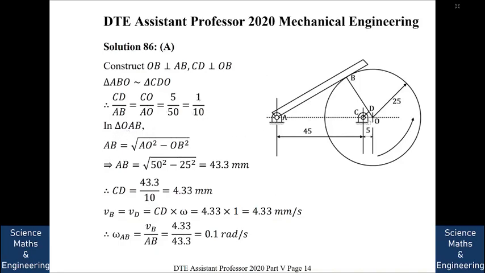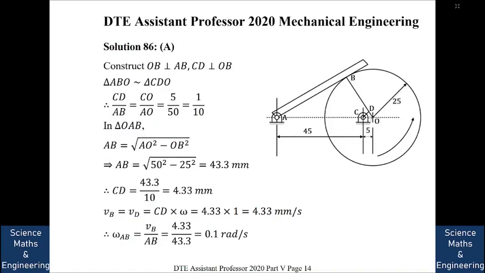Now in triangle OAB you see AB would be equal to the square root of OA square minus OB square. So from here we get AB is equal to 43.3 millimeter. Next, CD would be equal to AB by 10, which is equal to 4.33 millimeter. Now, velocity of B is equal to velocity of D.